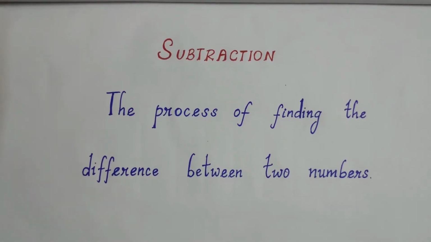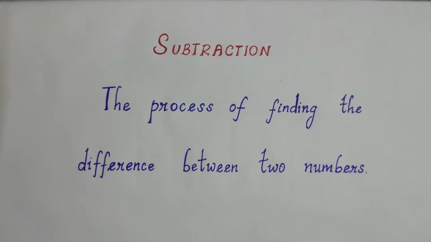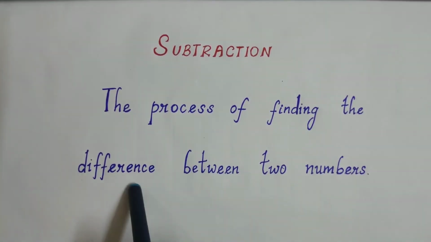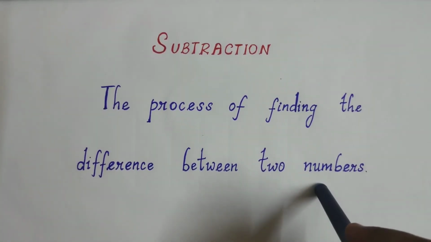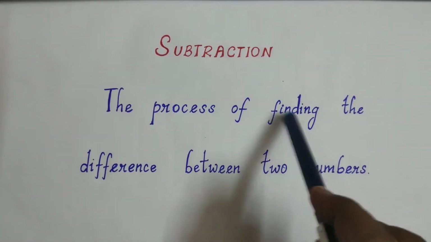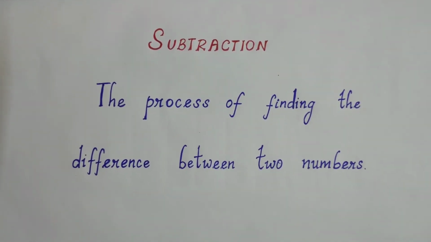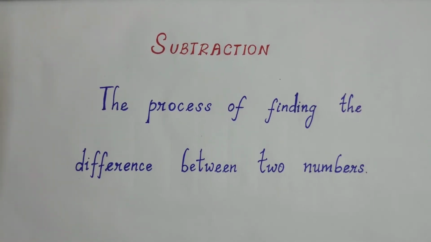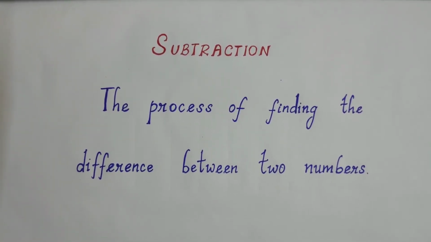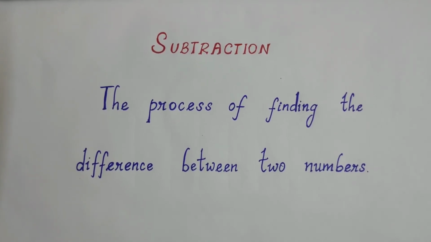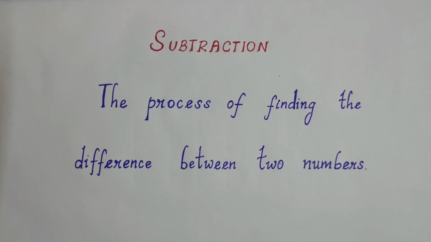Now, we will see subtraction. What is subtraction? The process of finding the difference between two numbers. Finding the difference between two numbers is called subtraction. Students, as with addition, you might have also learned subtraction in your lower classes. Now, we are going to do subtraction by using place value chart.